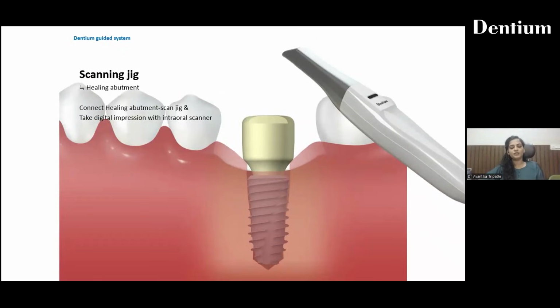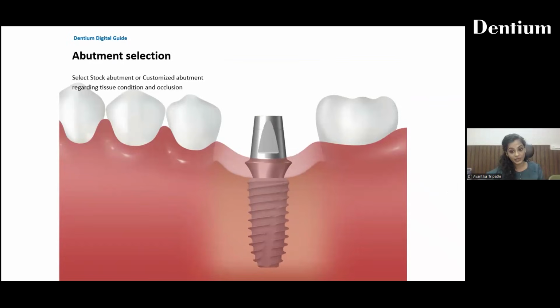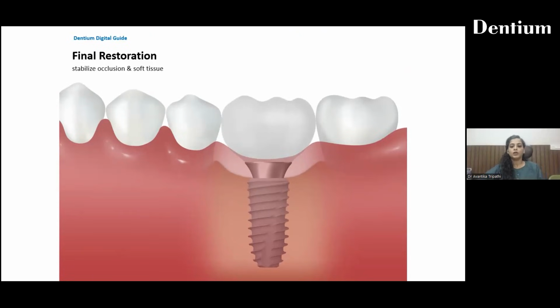After placement of the implant, for the fabrication of the prosthesis, we are going to put the scan abutment over it and scan it. Once the scanning procedure is complete, we are going to choose the abutment. It can be a regular stock abutment or a customized abutment. That depends on the case, the tissue condition and the patient's occlusion. Whichever abutment we select will be used for the fabrication of the prosthesis. Once the crown is received from the lab, we are going to place it in the patient's mouth and cement or screw it.